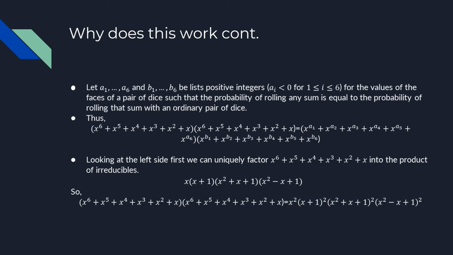So let's look at the left side first. Well, it turns out we can uniquely factor each die into the product of irreducibles: x times x plus 1 times x squared plus x plus 1 times x squared minus x plus 1. So when we have a pair of dice, we have x squared times (x plus 1) squared times (x squared plus x plus 1) squared times (x squared minus x plus 1) squared.